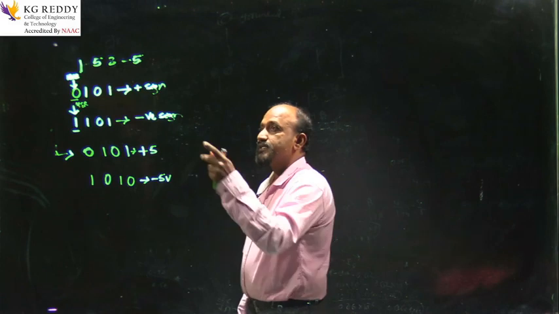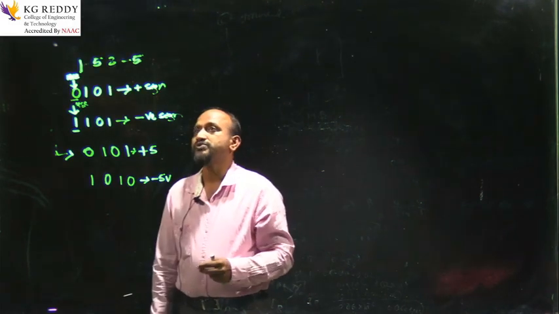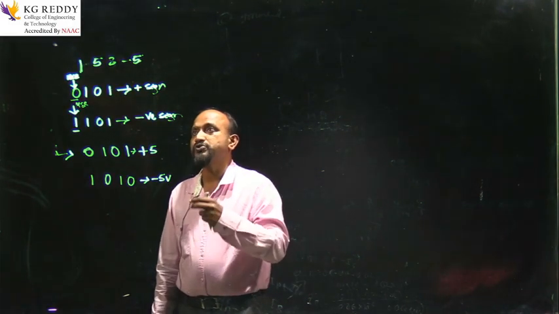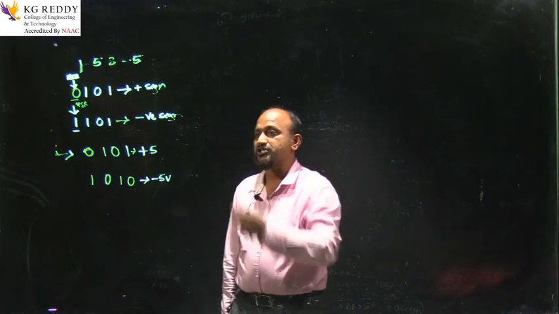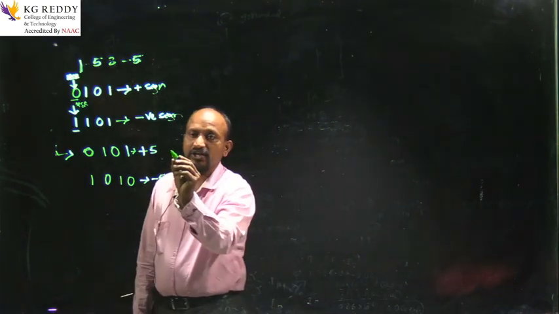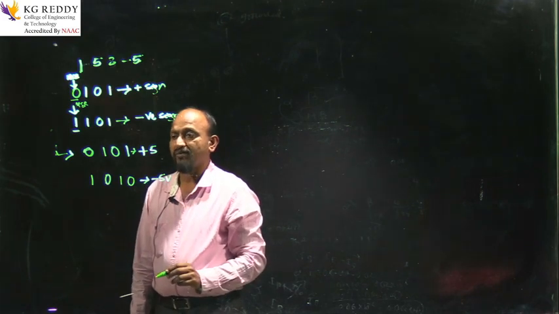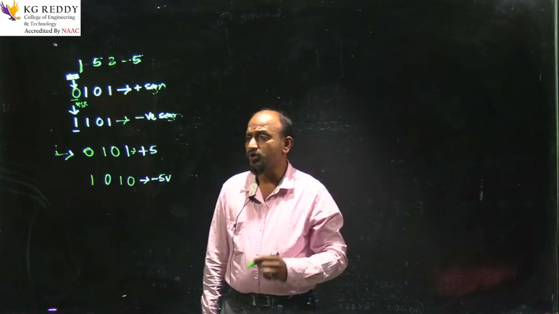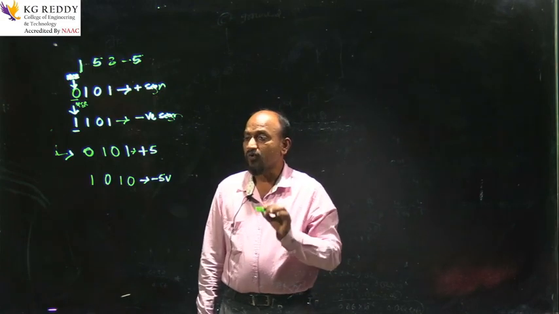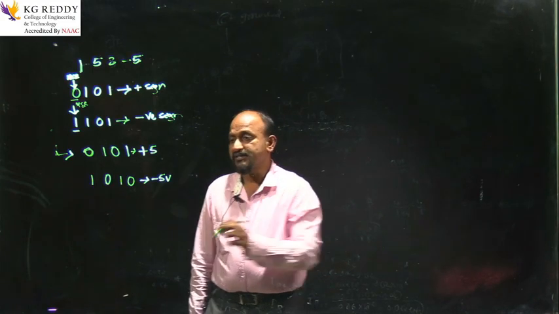So here is the way of representing positive and negative numbers using sign magnitude, and we have also discussed the 1's complement form. Later on we'll see the 2's complement form. So what is 2's complement? Just now I told you, 2's complement is nothing but the 1's complement plus 1. This is what we have done.